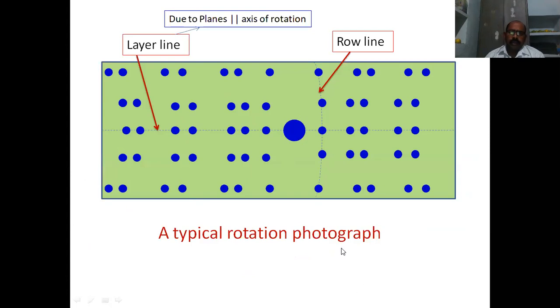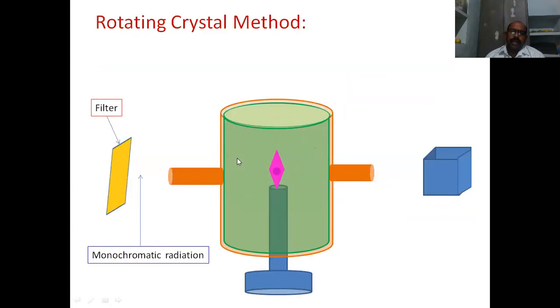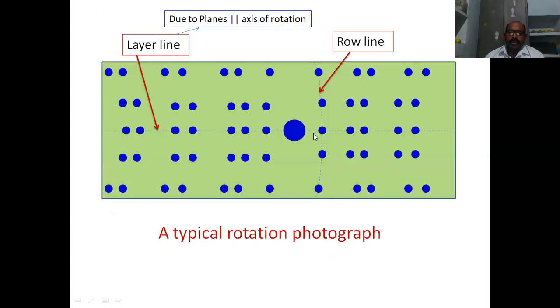So if we remove the film from here and stretch it, it becomes a straight plane, and developing that we get this type of pattern. This one is called layer lines. That means all spots on this horizontal line form a straight line. If we bend it, it will be in a circular form. Each dot corresponds to a set of parallel planes.